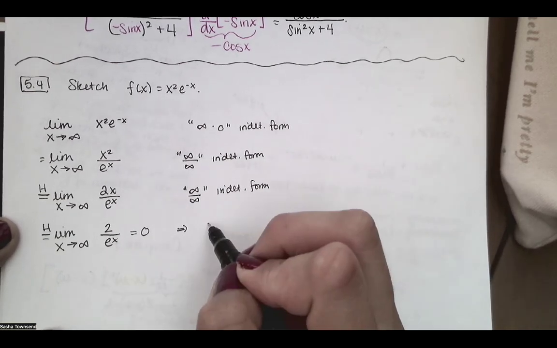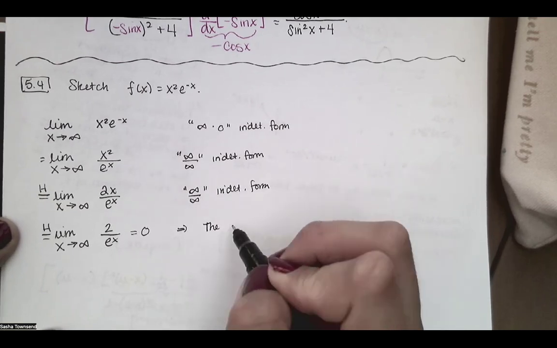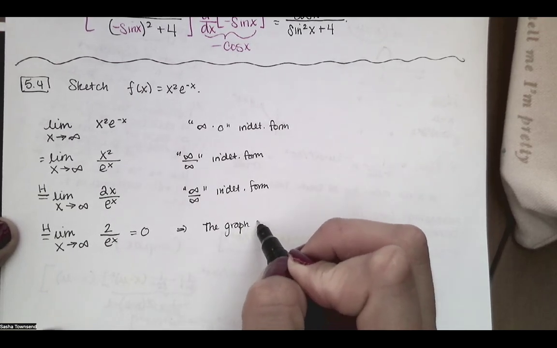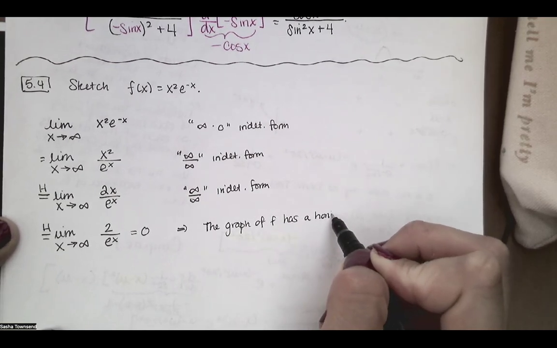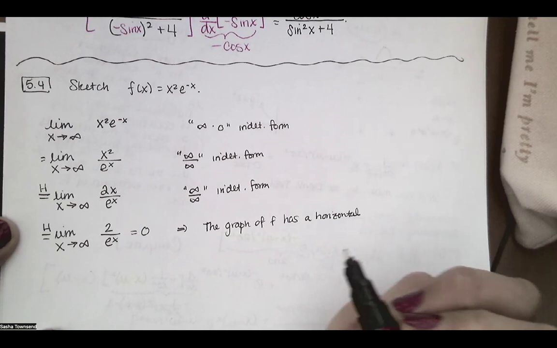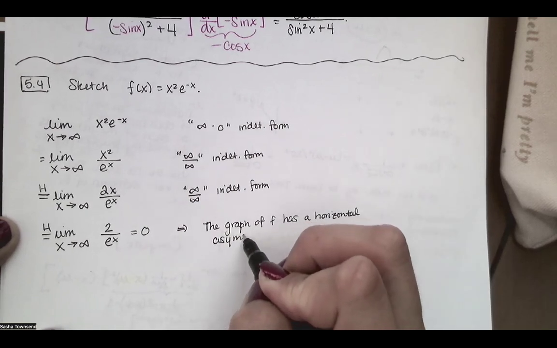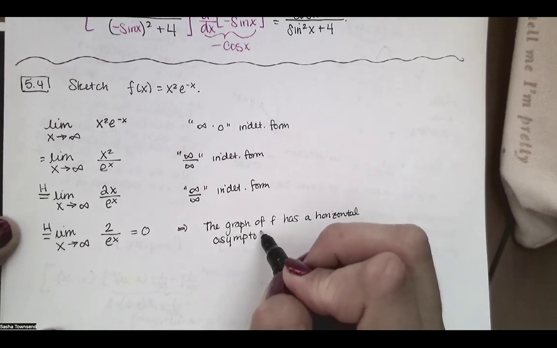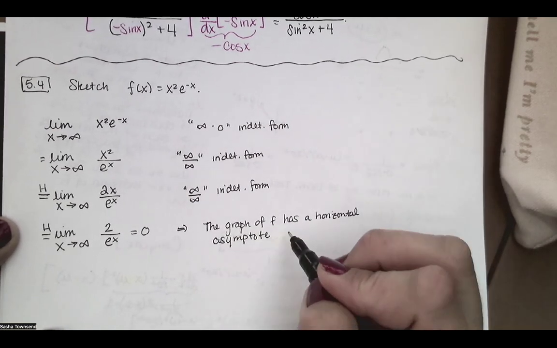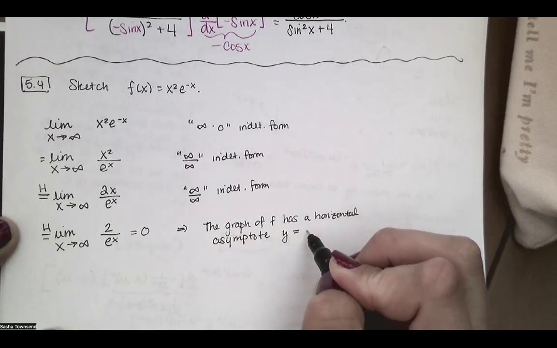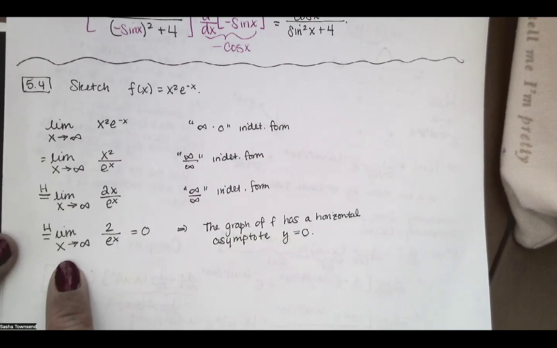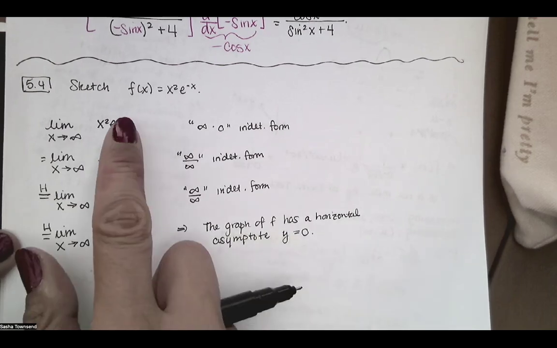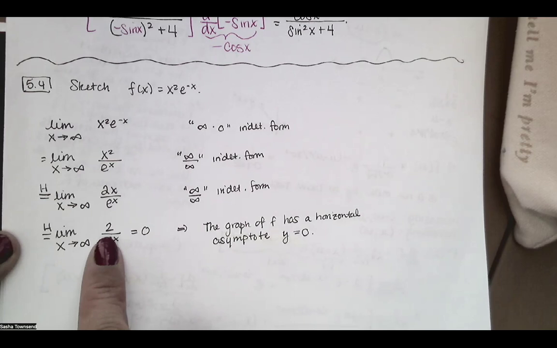So that tells us the graph of the function has a horizontal asymptote. Sometimes I'm not sure if I should be saying the graph of the function or the function itself. It has a horizontal asymptote, y equals 0, that it approaches as x goes to positive infinity. And as x goes to negative infinity, I'm pretty sure all those calculations would stay the same, right?